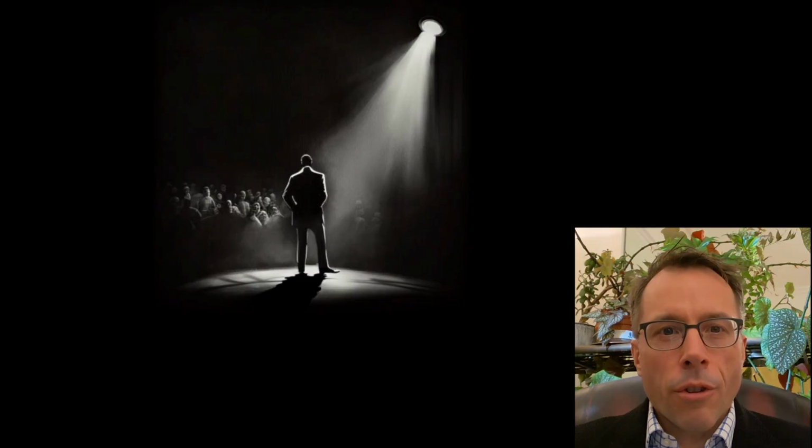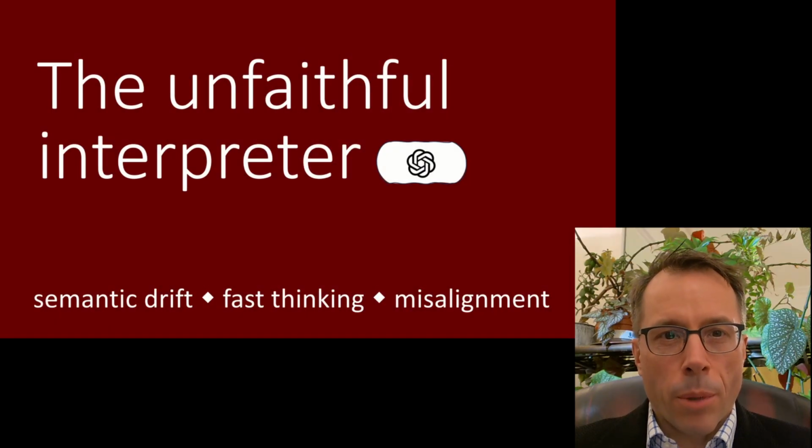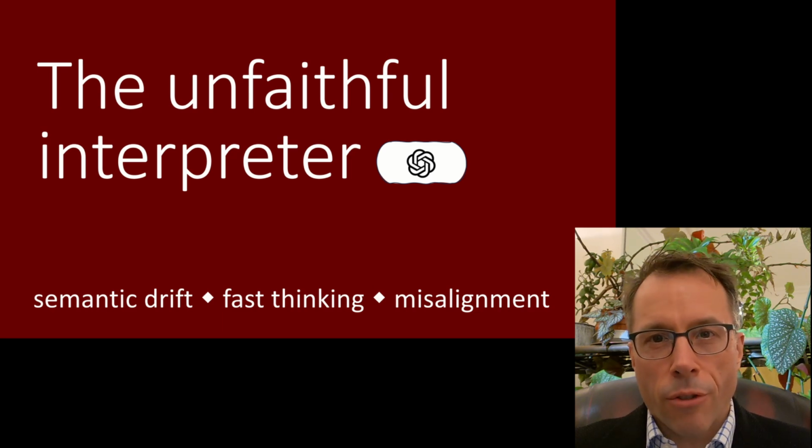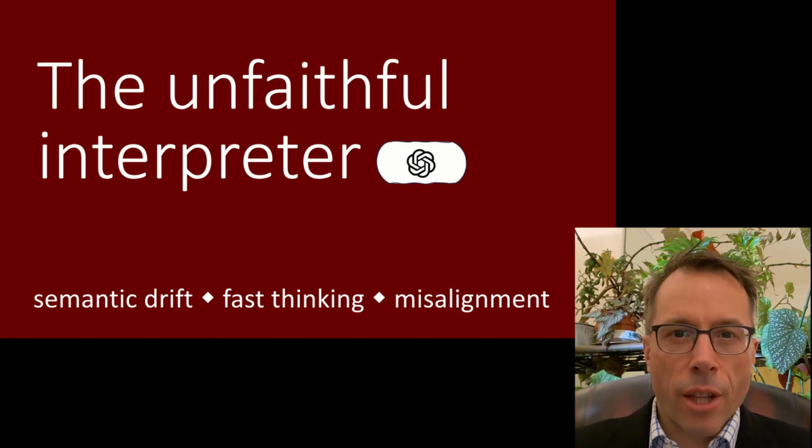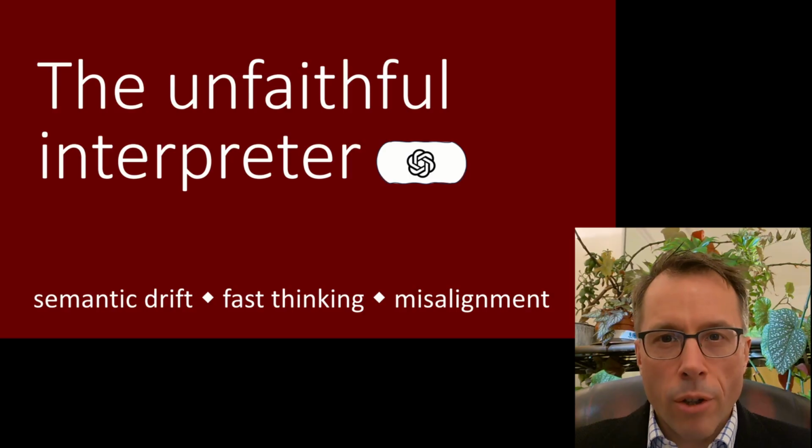Okay. On to the second unfaithful interpreter problem, fast thinking. This is in reference to Kahneman's famous idea of fast and slow thinking. LLMs think fast. In other words, they naturally give gut instinct responses, not carefully considered.